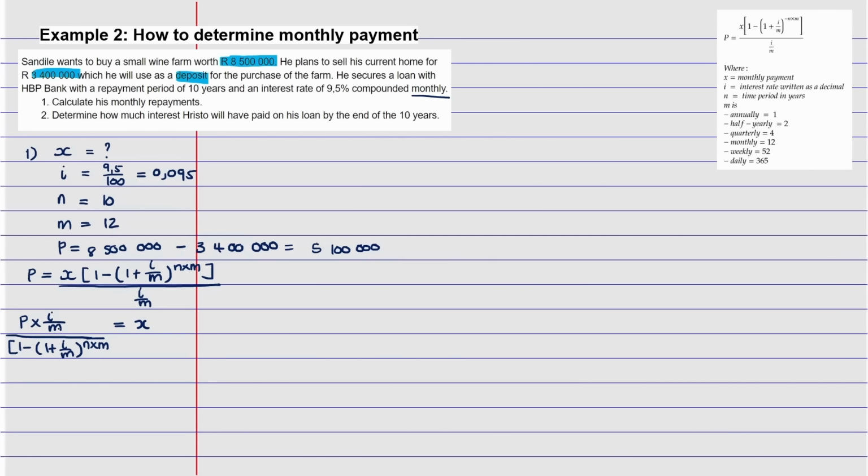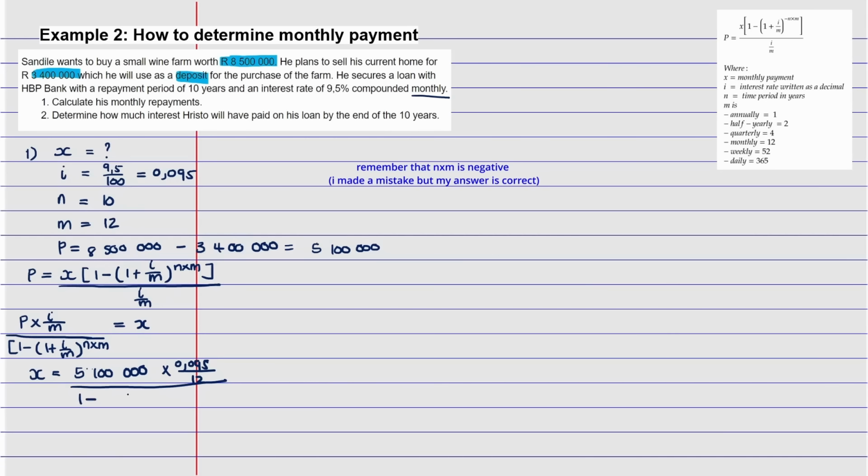So now we know it's in terms of x, so calculating the monthly installment, x is equal to what? Substitute everything that we have, so it's going to be 5.1 million for the principal, the amount of loan that he's going to take out. Then that's going to be multiplied by the interest, which is 0.095, and that's going to be divided by 12 months. And that whole thing is going to be divided by what?